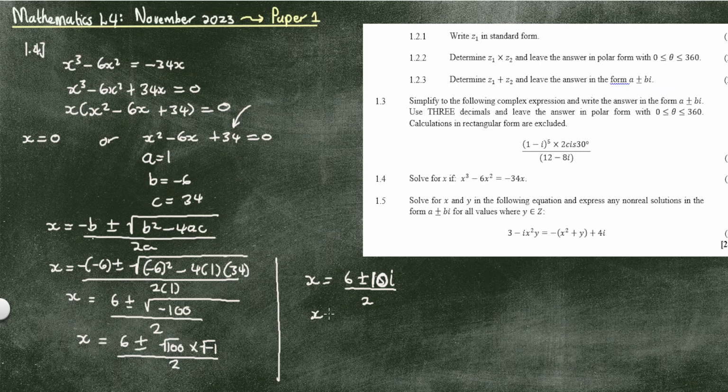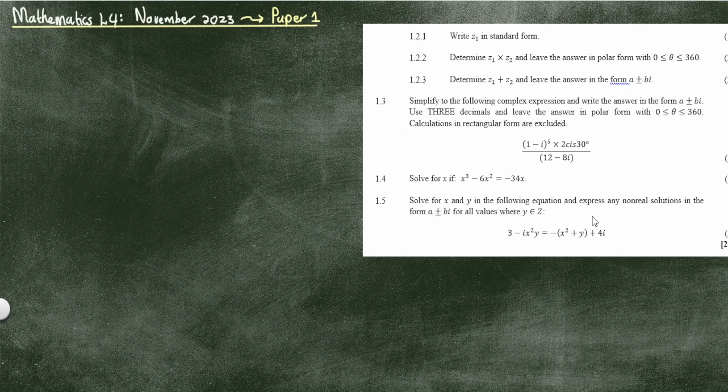So dividing each and every term on the numerator by 2 gives us the following. x is equal to 3 plus minus 5i. So these are the solutions for the above equation. The first one is x equal to 0, and the second one is this complex solution.